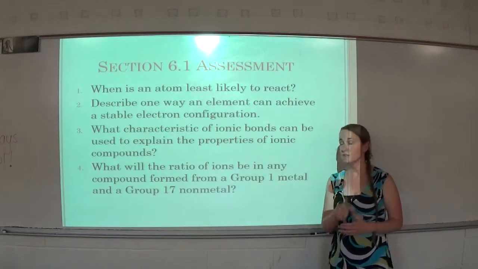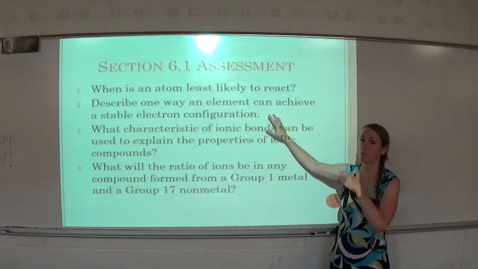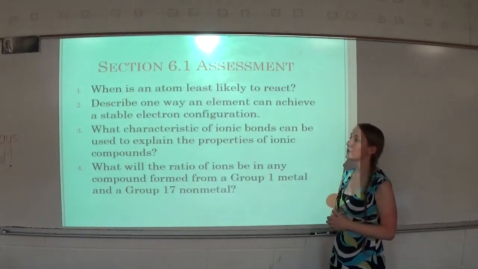Number 2, describe one way an element can achieve a stable electron configuration. Well, there's really 2 ways, so why don't we just go ahead and say both. It can gain or lose electrons. Remember, protons cannot change, but it can gain or lose electrons.